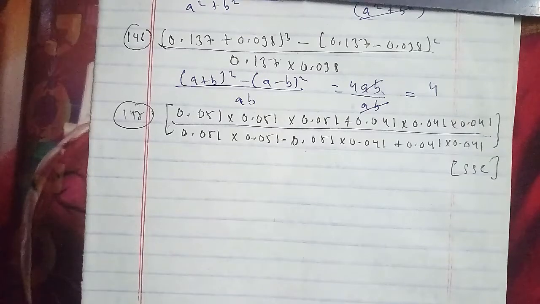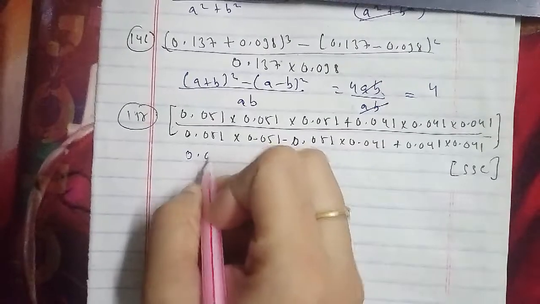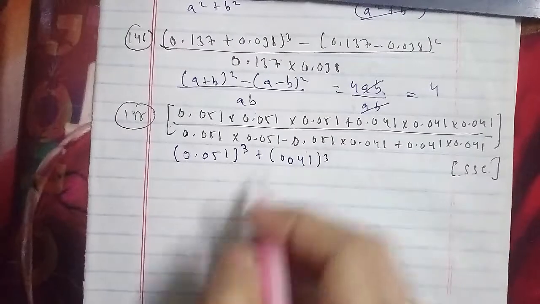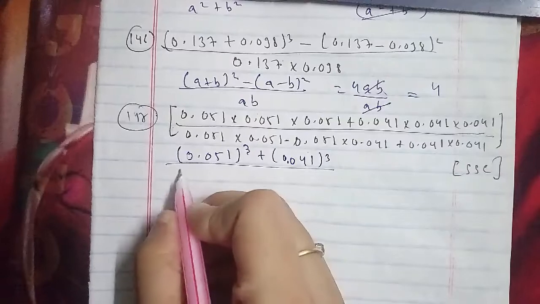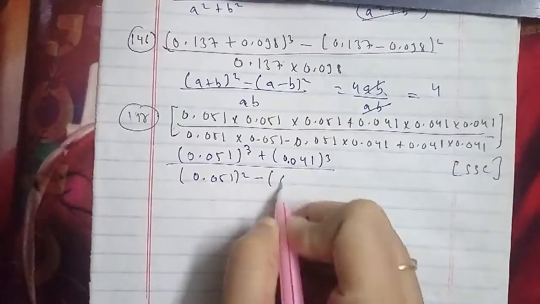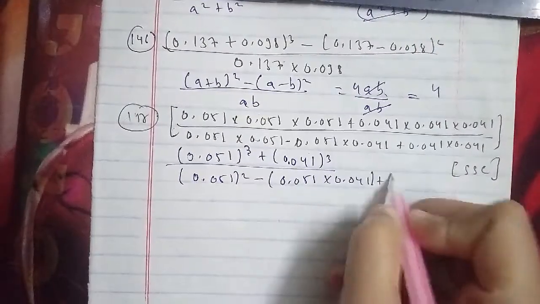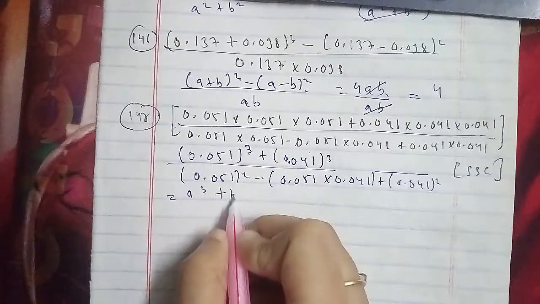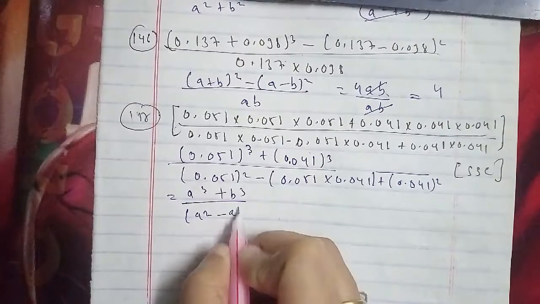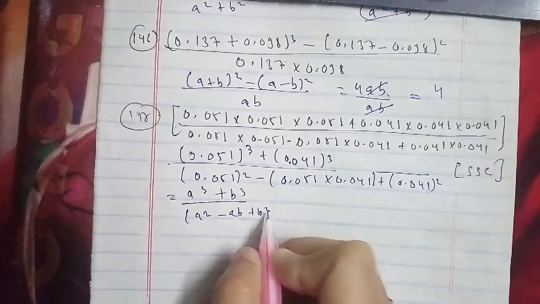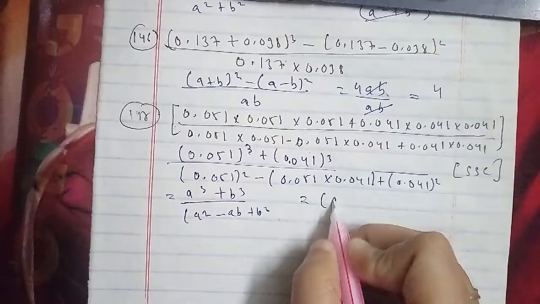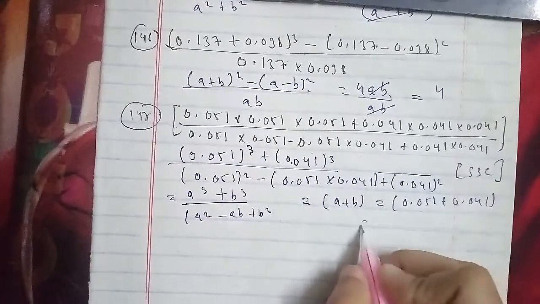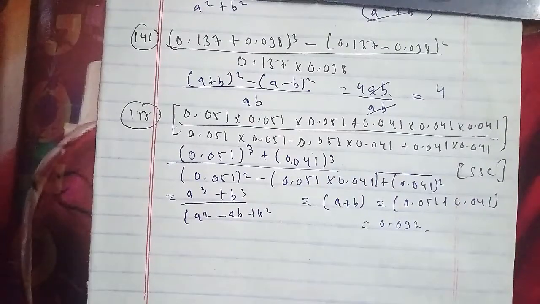Let's go ahead with the solution as well. For the given expression, 0.051 cube plus 0.041 cube upon 0.051 square minus 0.051 into 0.041 plus 0.041 square, which is equals to a cube plus b cube upon a square minus ab plus b square. For that, it will open in the form a plus b, that is equals to 0.051 plus 0.041, that is equals to 0.092. That will be the right answer for this question as well.